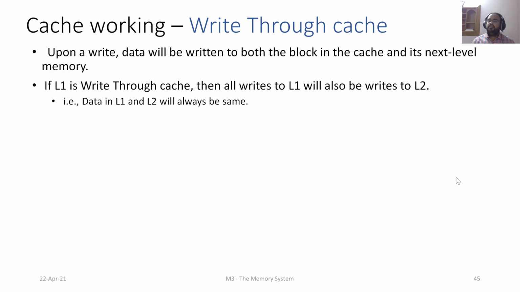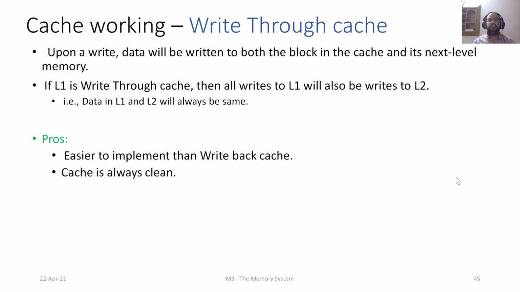Like I explained, if L1 is write through cache, all the writes will be seen by L2 also. In that case, the data in L1 and L2 are always in sync, we can say. So this helps in a few things. It is much easier to implement than write back caches because we need not maintain any dirty information, and during eviction there is no extra work to be done. The cache is said to be always clean because both L1 and L2 have the same data.